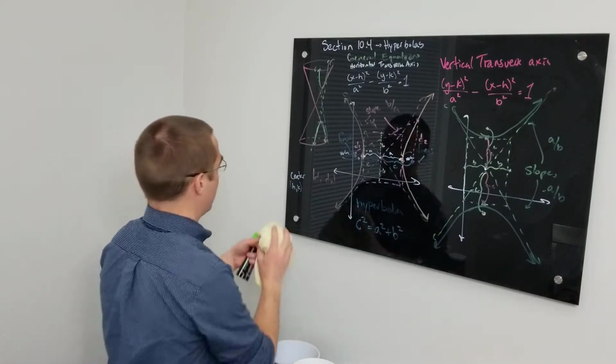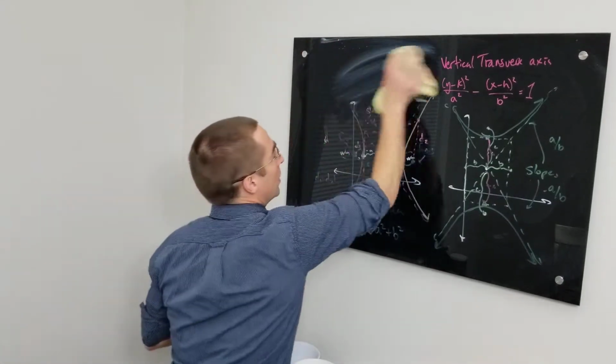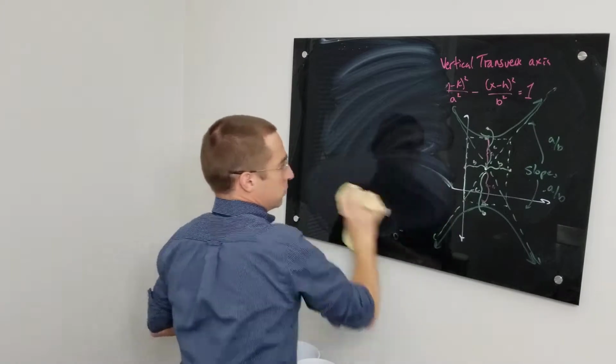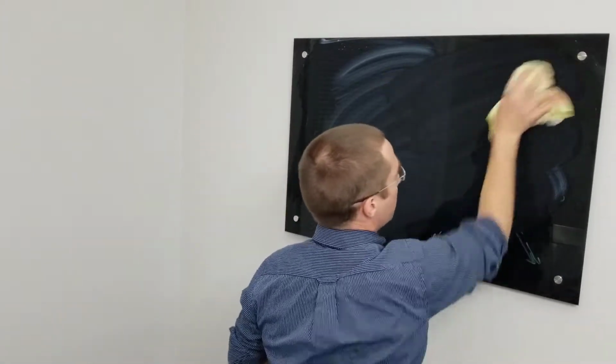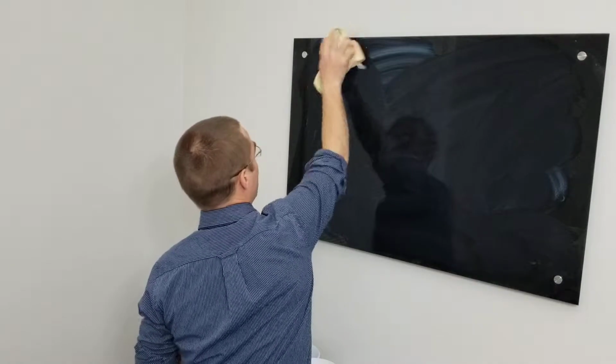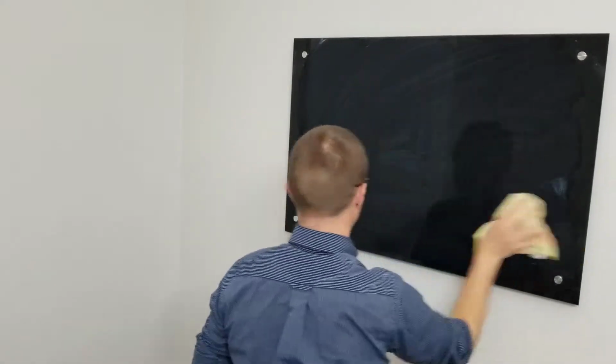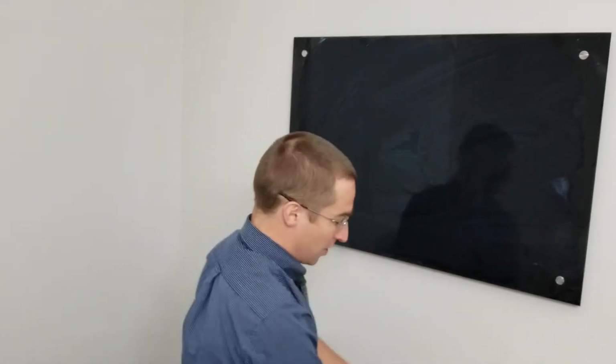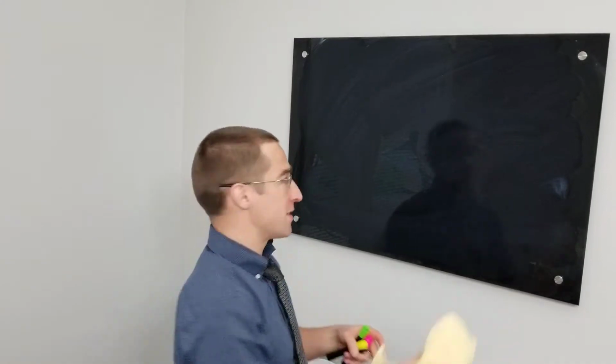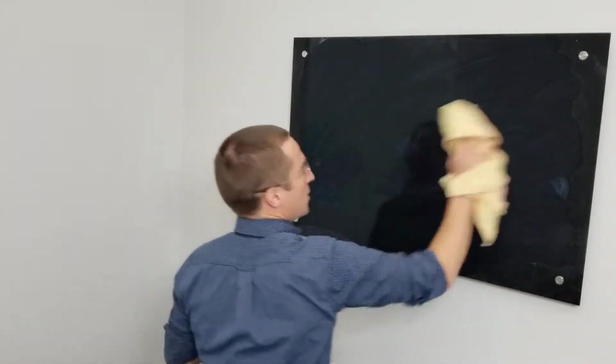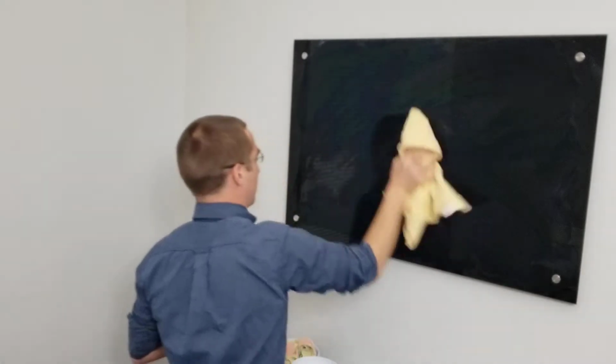So jumping here to example 1. What we're doing here is we're taking the equation of a hyperbola that is not written in standard form. We're going to rewrite it in standard form, answer some questions about it, sketch a graph, and, well, that's it.